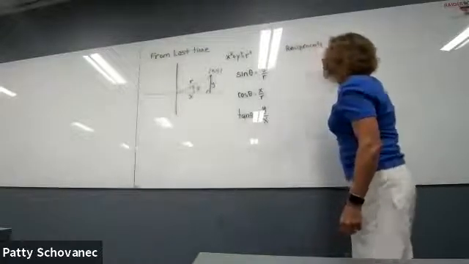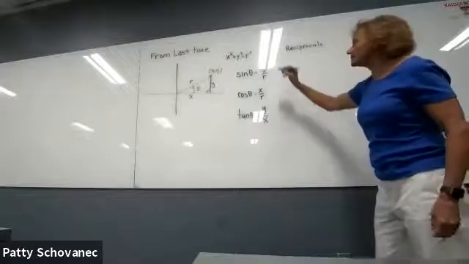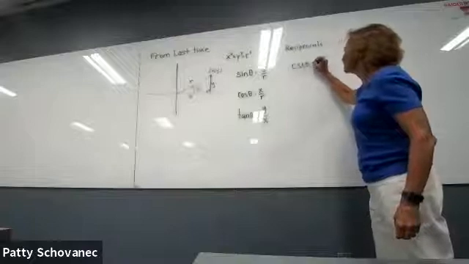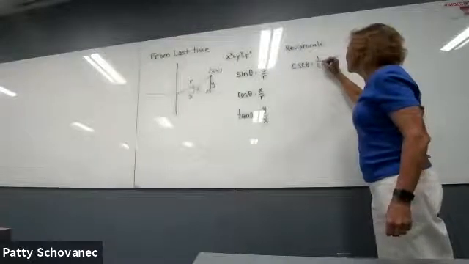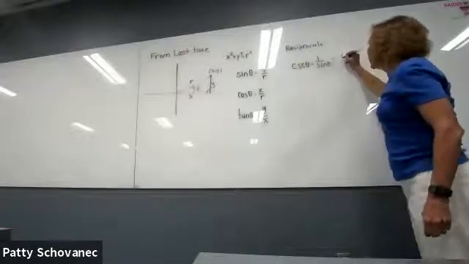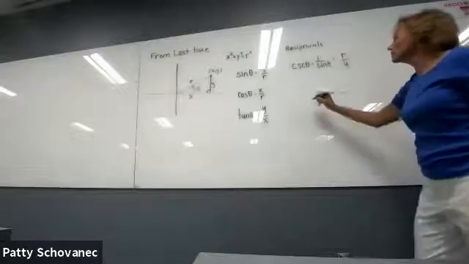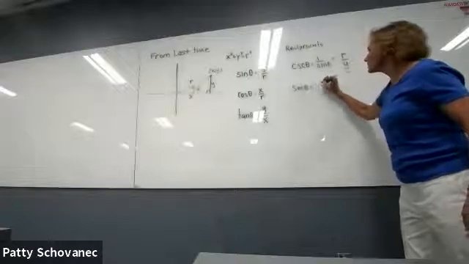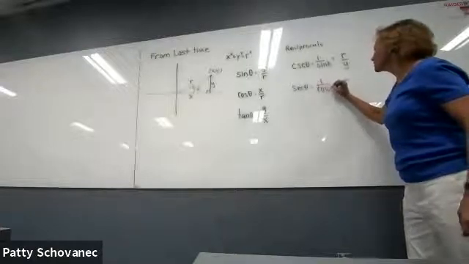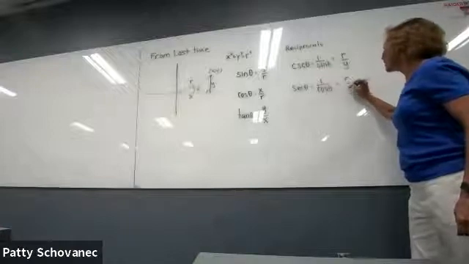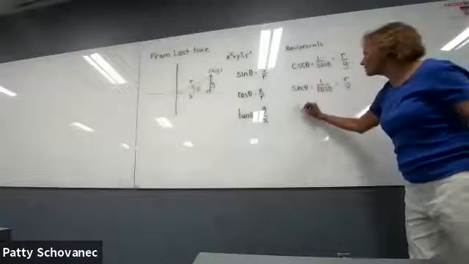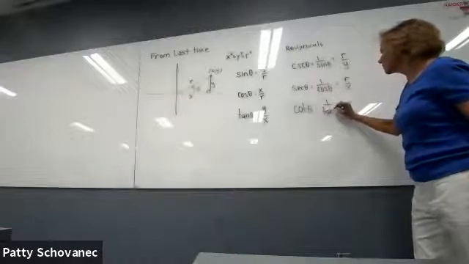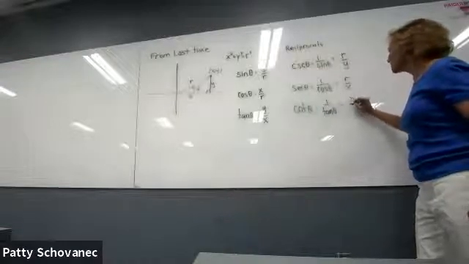We call them the reciprocal identities. The reciprocal of the sine is called the cosecant of that angle. And it's r divided by y. The reciprocal of the cosine was the secant. It's 1 over the cosine. So that's r divided by x. 1 over the tangent was called the cotangent. And so that's x divided by y.